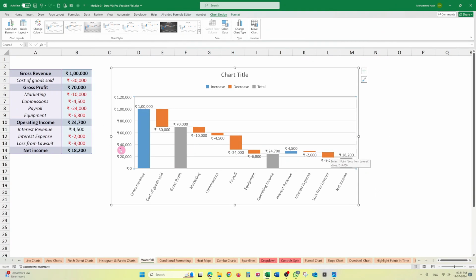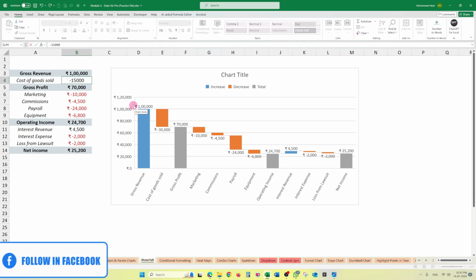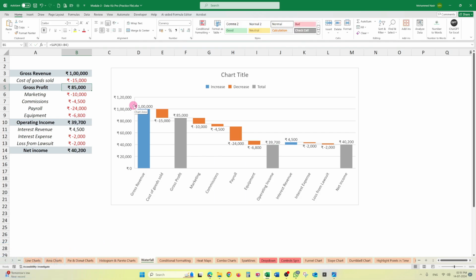So suppose I change this one to only 2,000 minus 2,000, then my net profit increases to 25,200. If I change my cost of goods to 15,000 by any means, by any way, then my income increases to 40,200. As I don't have any other option to increase my revenue other than cutting down the expenses, this is the way.